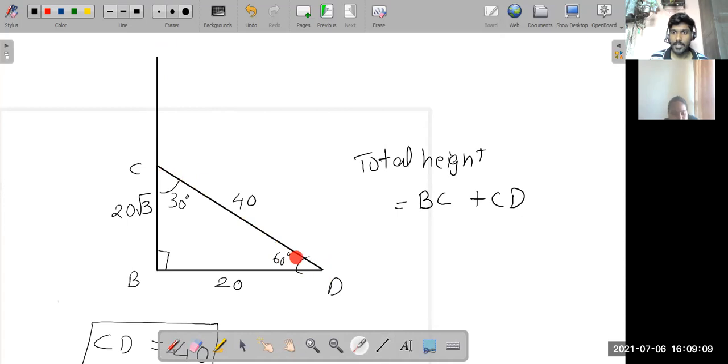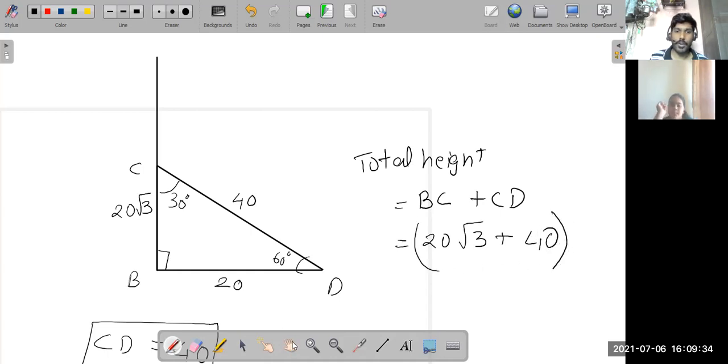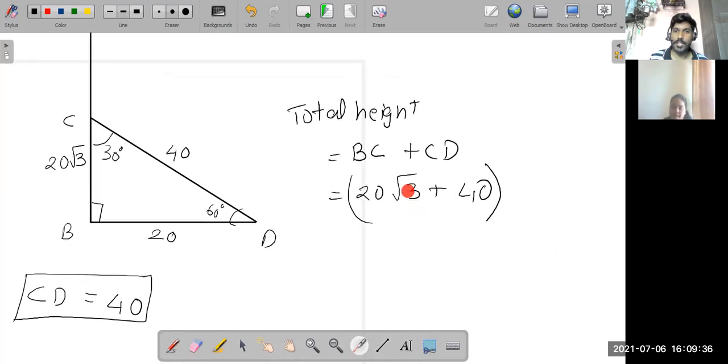Are you understanding? Yes. Okay. So the total height of the tree will be BC plus CD. Substitute the values. You have found out values of both. BC is 20 root 3 and CD is 40. Now these two terms you cannot add because they are different.